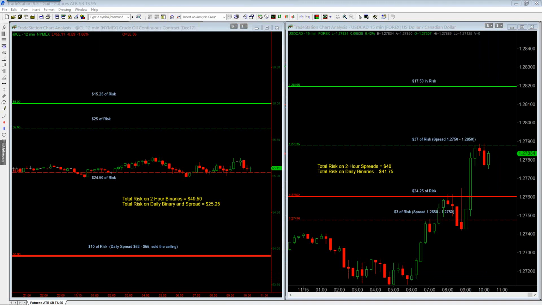In this case, I have a risk on crude, and that risk for a daily, because the daily is the solid green line, the risk is $15.25. But I also have a short spread that has $10 of risk. Okay, so the total risk on the daily binary and spread is $25.25. That's trading one contract.